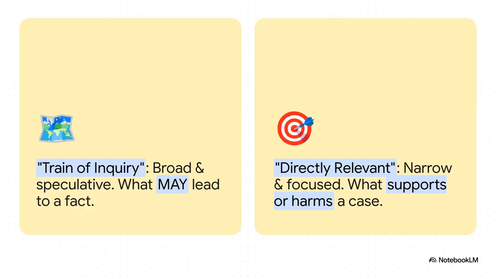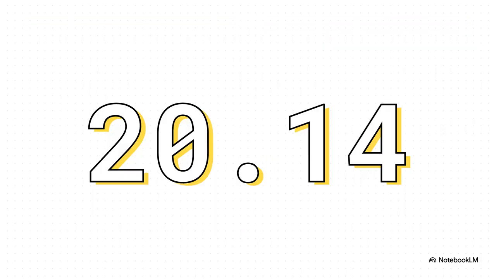So, if you remember just one thing from all of this, let it be this fundamental shift. We have moved away from a broad, speculative process, that old train of inquiry, to a targeted, efficient one that is focused squarely on the actual issues in dispute, as defined by Rule 20.14, Subrule 2. Rule 20.14. Burn that number into your brain. It is the absolute cornerstone of modern discovery in the Federal Court of Australia. You have to know it.